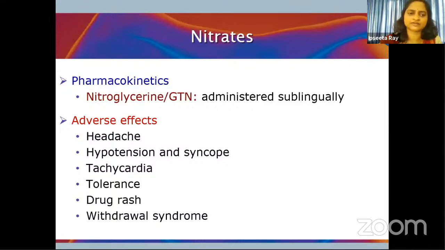Adverse effects with nitrates: headache. These are all vasodilators, so they will cause dilatation of the cranial blood vessels, causing headache. There is postural hypotension. There is a reflex tachycardia which occurs. And on a long-term basis, tolerance develops with the use of nitrates. Certain drug rashes have been reported with the use of nitrates, and these drugs should be tapered, otherwise there could be withdrawal syndromes.